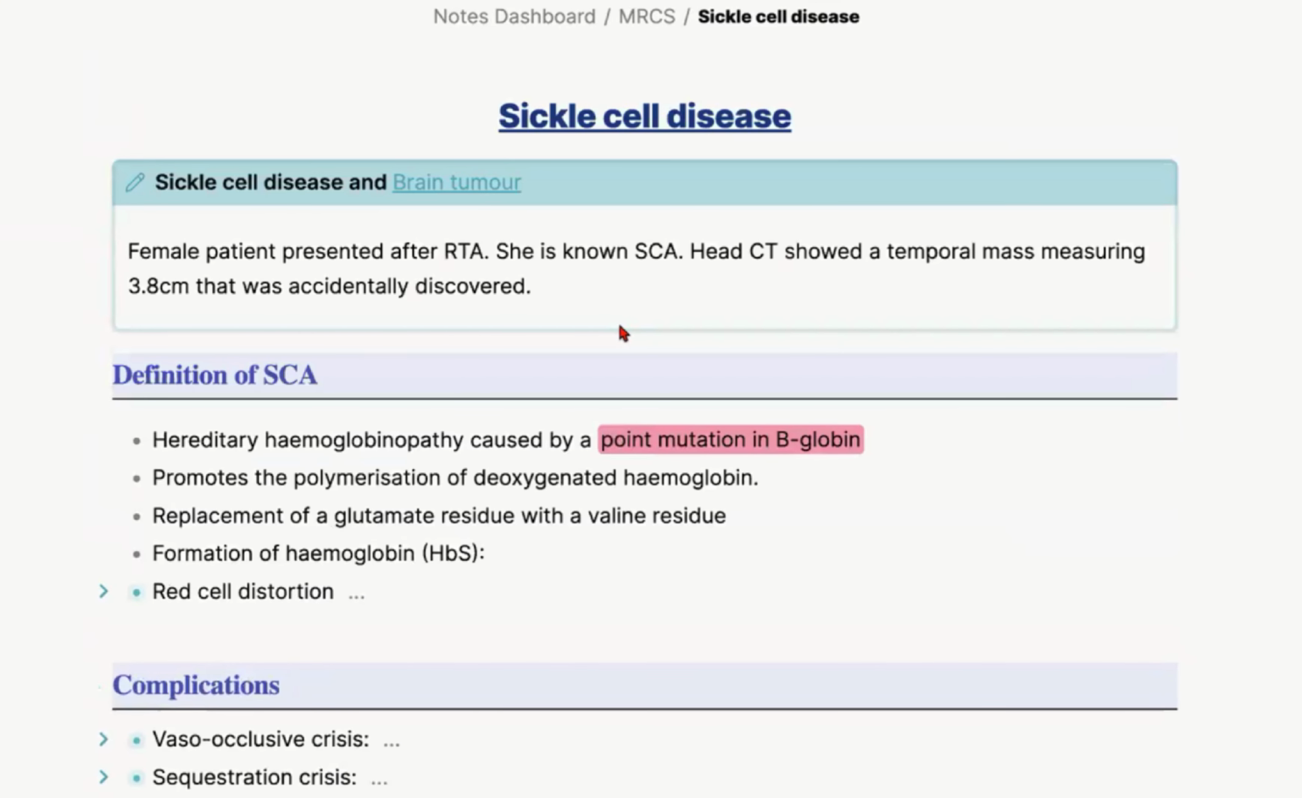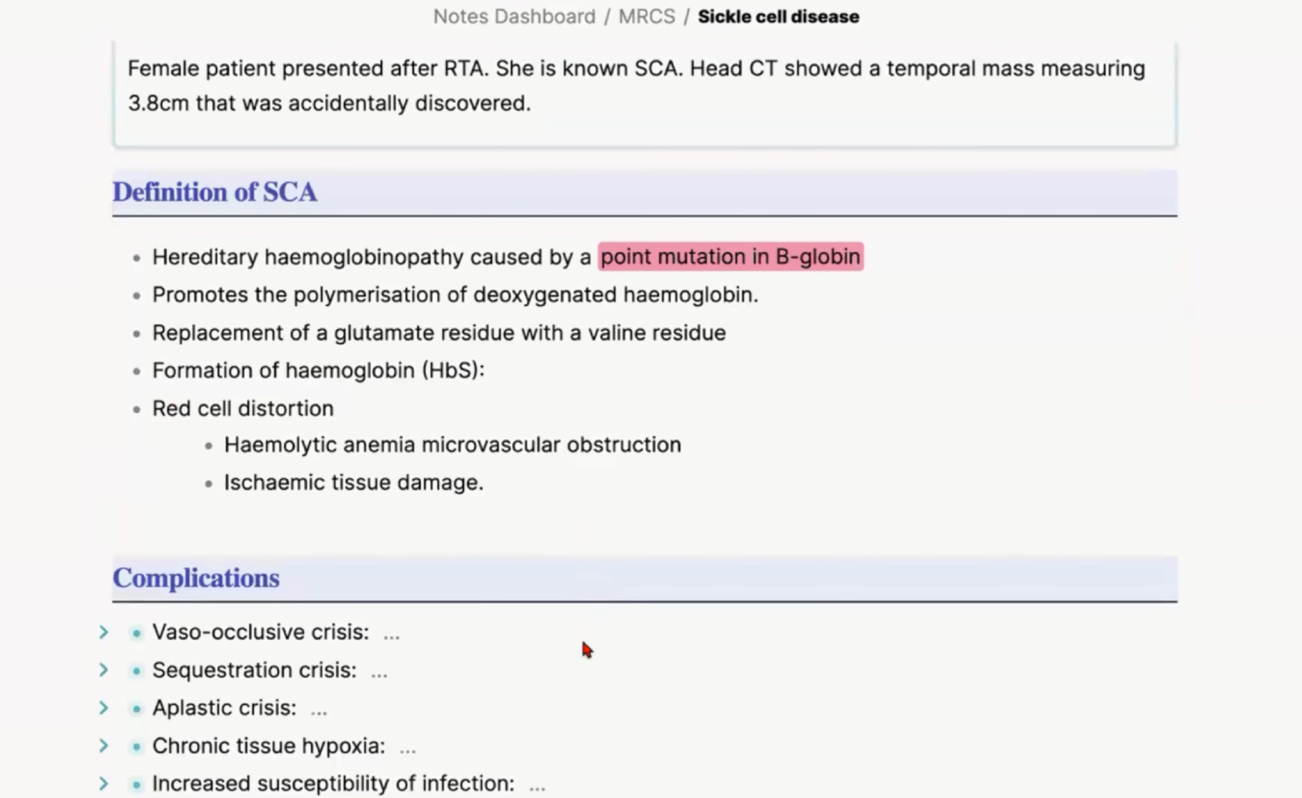If we go back to sickle cell anemia, so definition: it's a hereditary hemoglobinopathy caused by point mutation of the beta globin. And you want to talk about the shape of the cells and the effect of that. It usually promotes polymerization of deoxygenated hemoglobin, and it will also replace the glutamate with the valine and form hemoglobin S and leads to anemia.